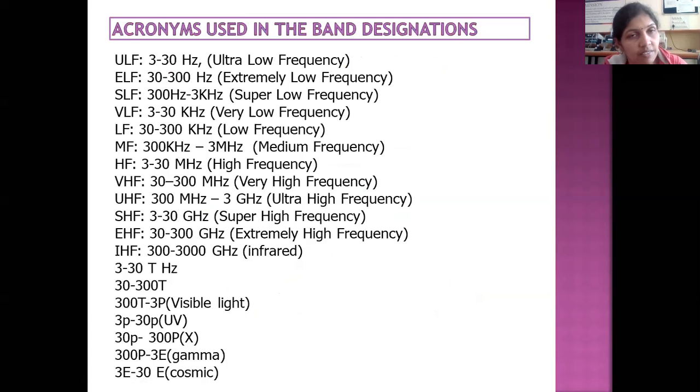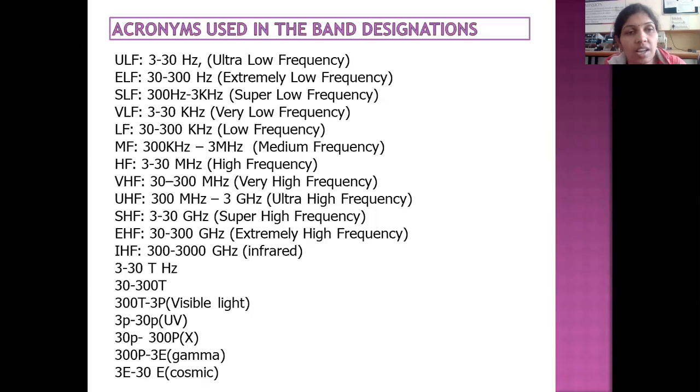The various bands available for communications are extremely low frequency, super low frequency, ultra low frequency, very low frequency, low frequency, medium frequency, high frequency, very high frequency, ultra high frequency, super high frequency, extremely high frequency, then the infrared region, visible light, UV rays, X-rays, gamma rays and cosmic rays. We can see that 1 giga to 1000 giga, that is ultra high frequency, super high frequency, extremely high frequency, and some part of the infrared region, will come under microwave frequencies.